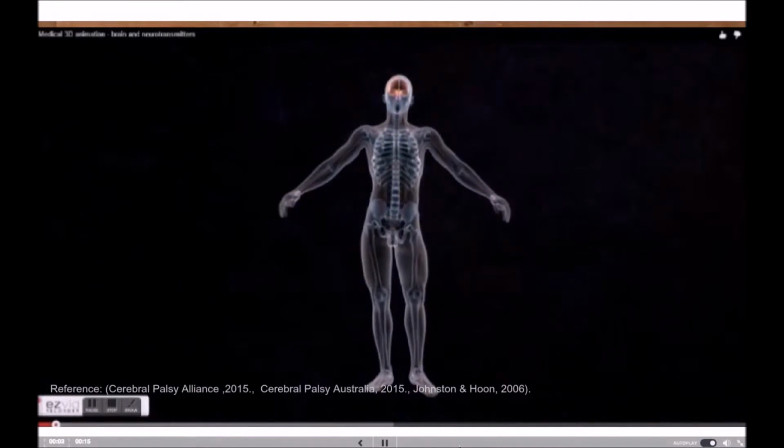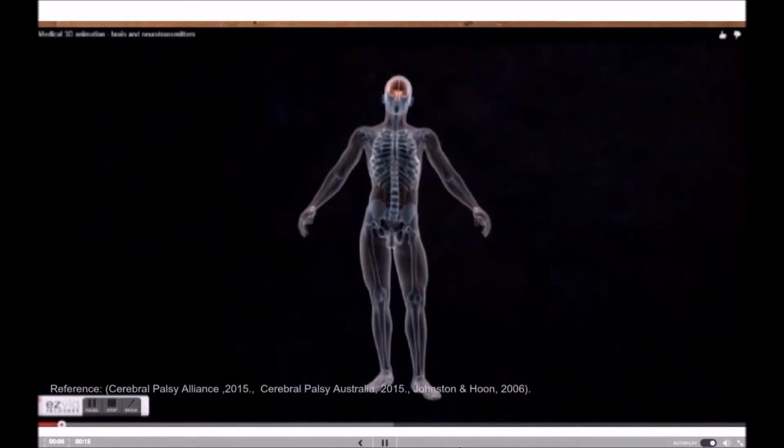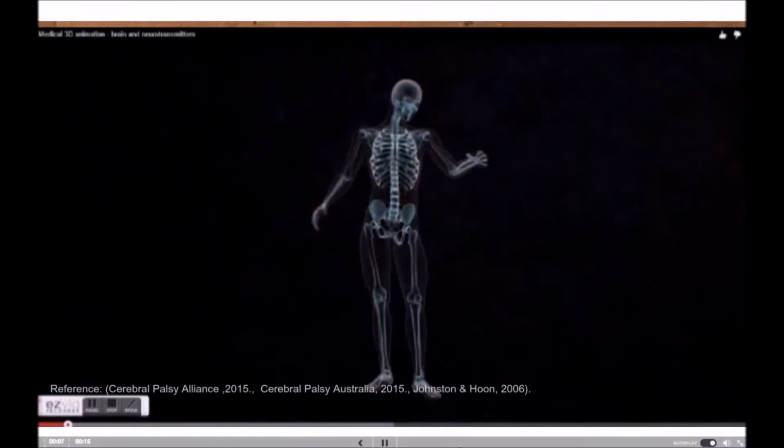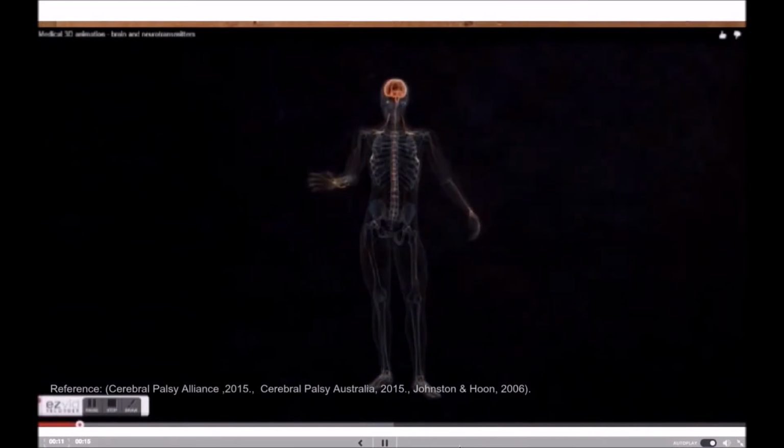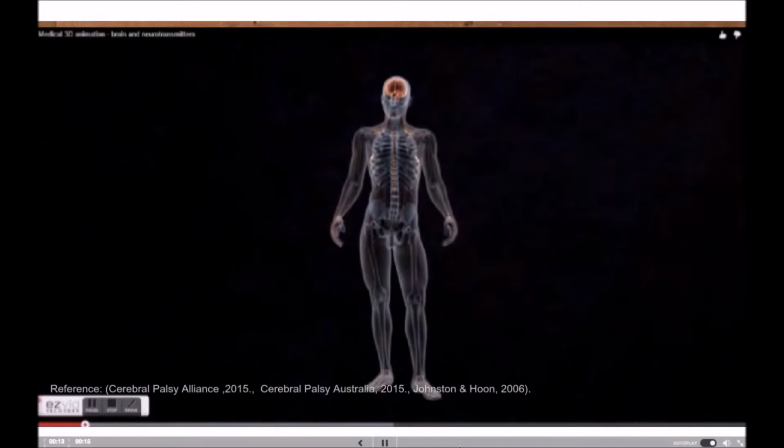The brain is the command center of the body. It controls all of our senses as well as our ability to move and speak and when to do it. Cerebral palsy affects the part of the brain which controls motor skills. This means that a person's ability to control their movement is disrupted.